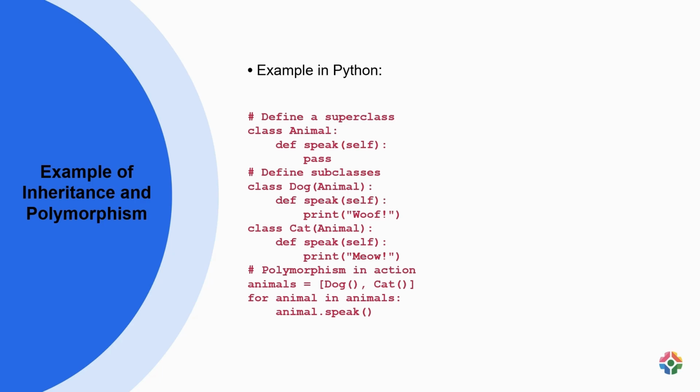This allows for a flexible and modular design where new classes can be added without affecting existing code as long as they adhere to the common interface set by the superclass. This concept is fundamental in achieving code reusability and maintainability in large-scale software development.